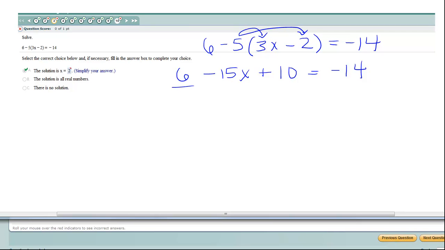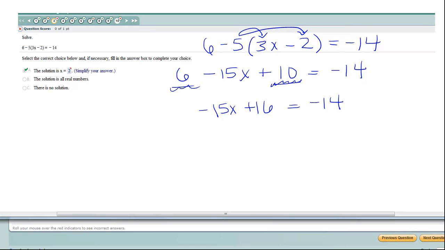And then I combine my like terms. 6 and 10 is 16. And then this is -15x plus 16 equals -14. All I did was combine these two like terms. They were on the same side. 6 plus 10 is 16.